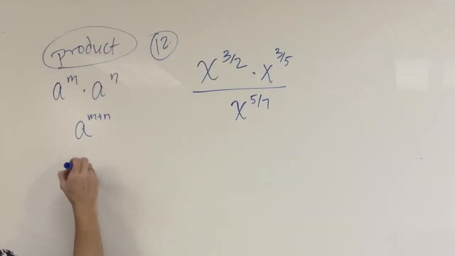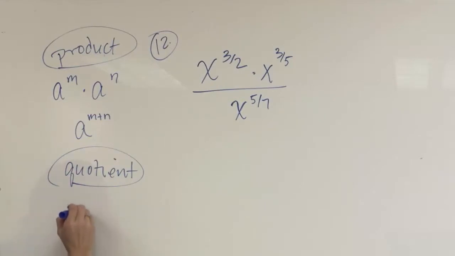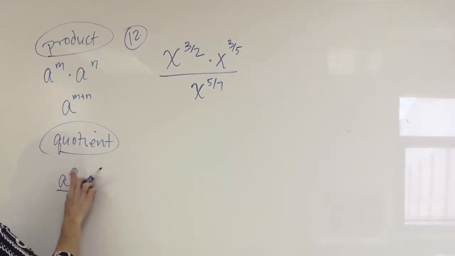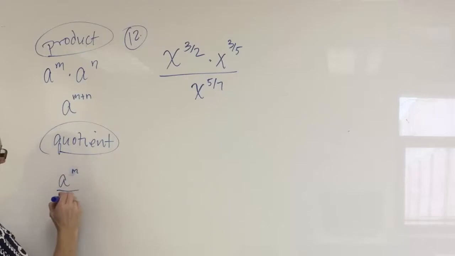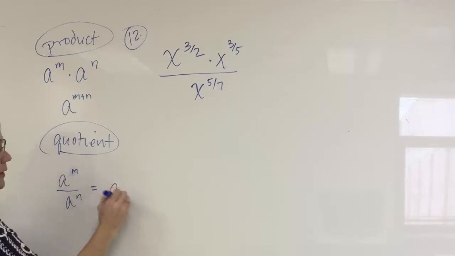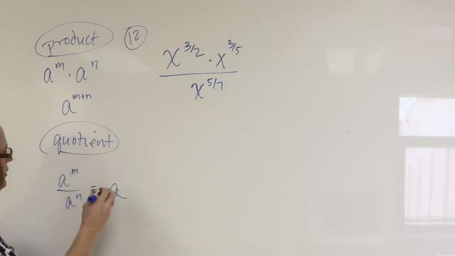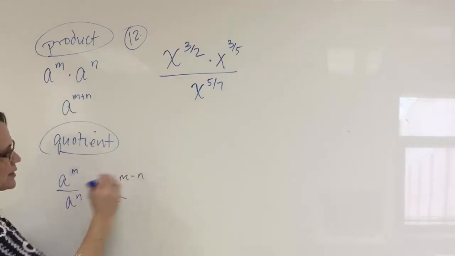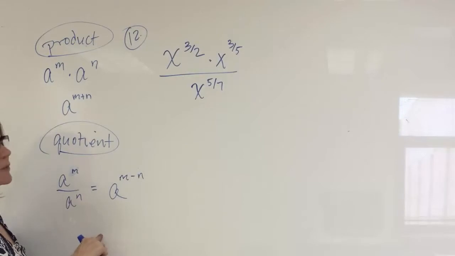Your quotient rule says if you have a to the m over a to the n, then I keep my base again. Notice this only works if the bases match, and in our example they do. Take the top power minus the bottom power, and the order does matter there, so be careful.